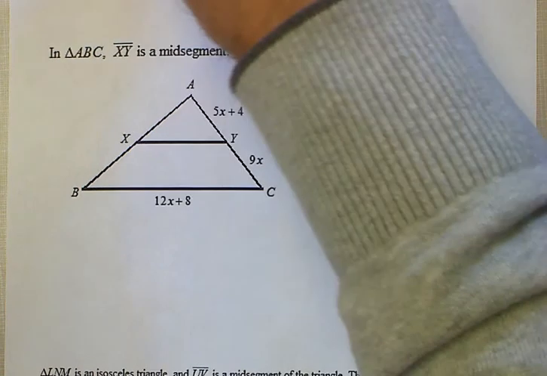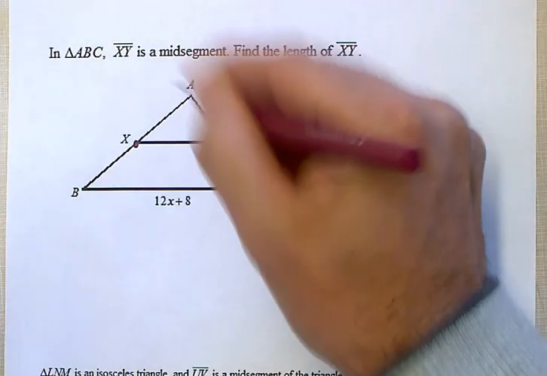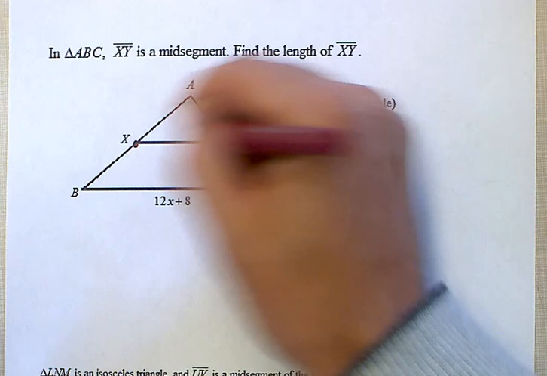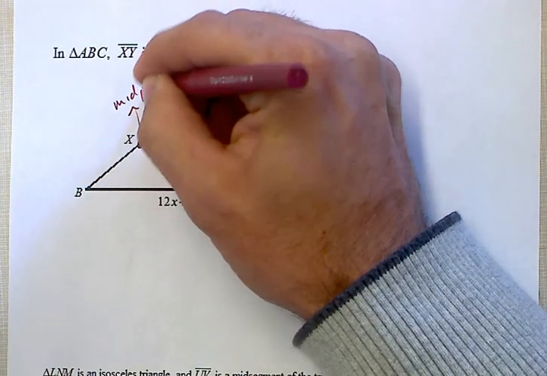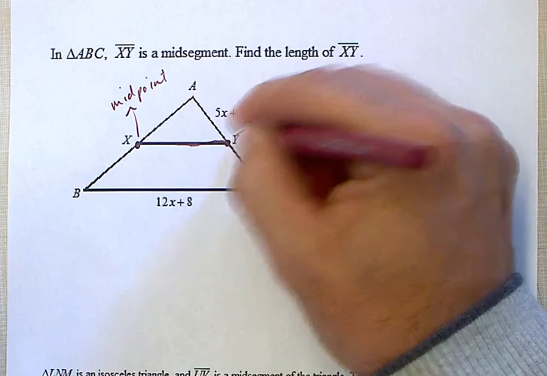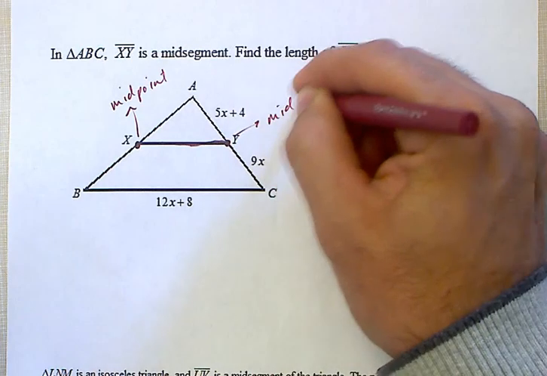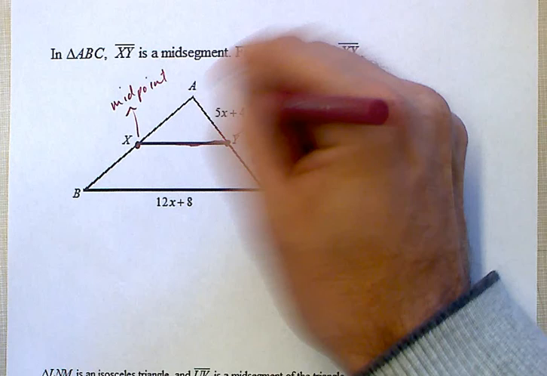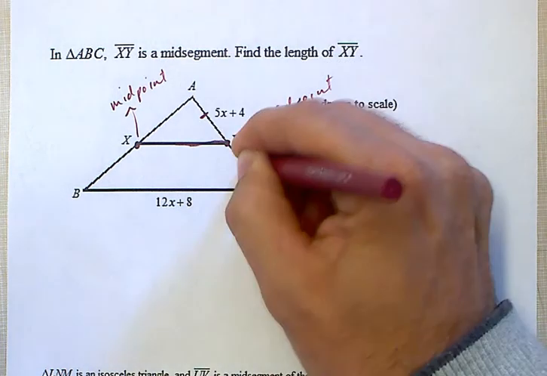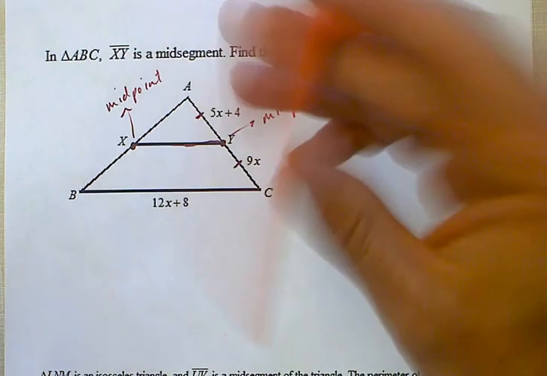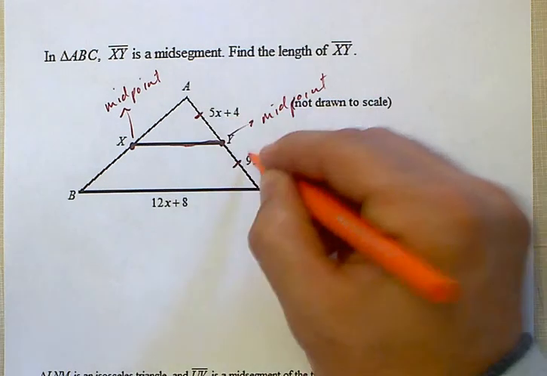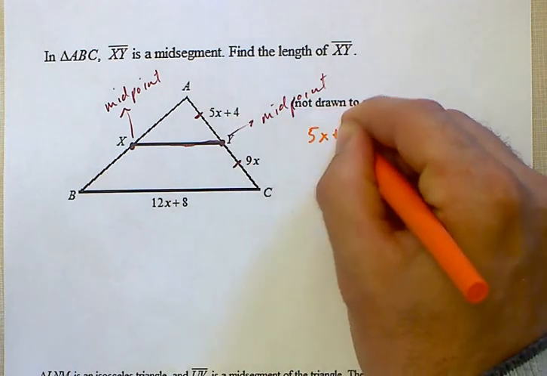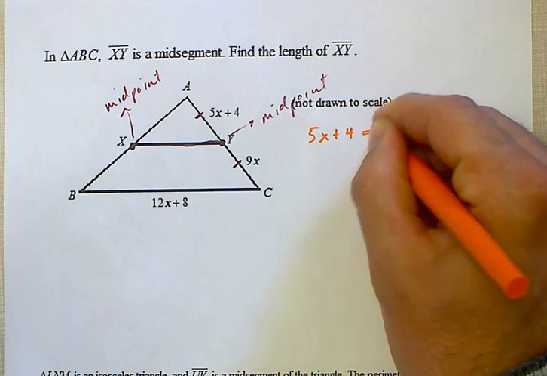Mid-segment question. A mid-segment is basically connecting the two midpoints of a triangle. Okay, so that tells you a couple things right away. What it does, it tells you that these two sides here and here are in fact congruent. So you can take that information and, like all things, try to solve for x, given that 5x plus 4 you know is the same as 9x.